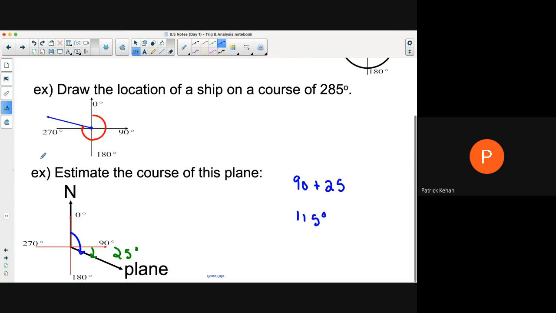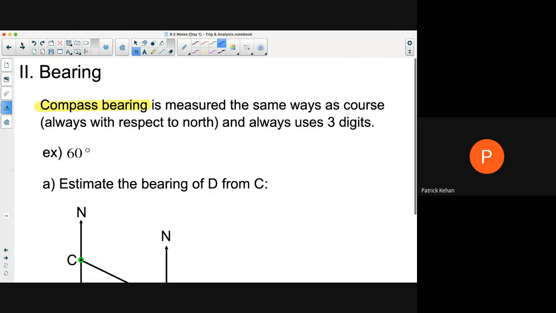All right, next example. Bearings are critical. Bearings are measured the same way as we just measured. Everything is measured from the north line and rotated clockwise in the positive direction. There are a couple of different measurements when we deal with a compass, but a compass bearing is measured the same way as the previous two examples. The difference is that whenever we give a compass bearing, we always use 3 digits.